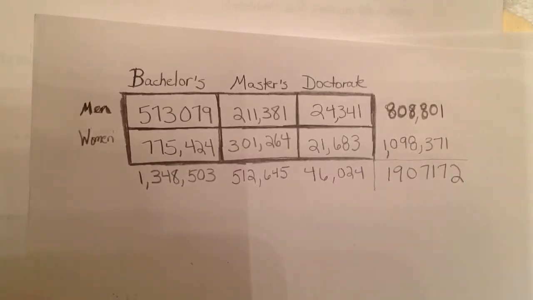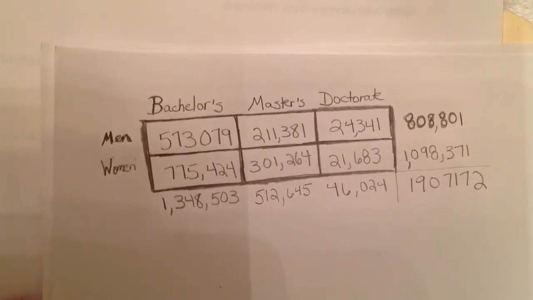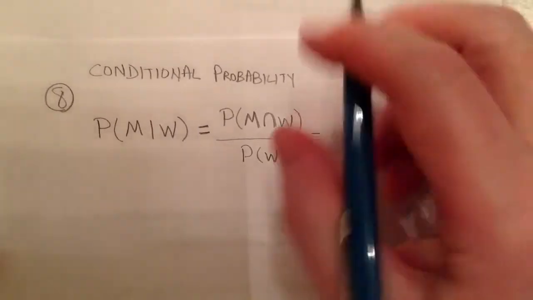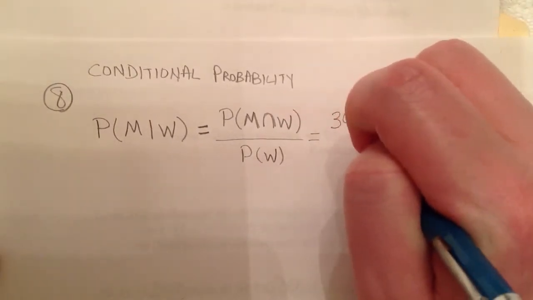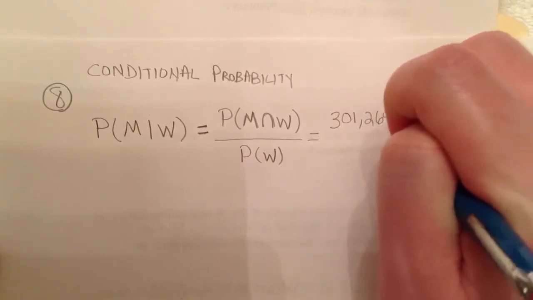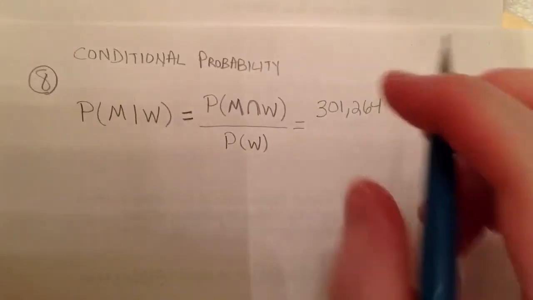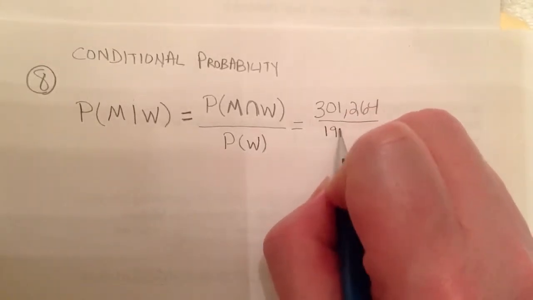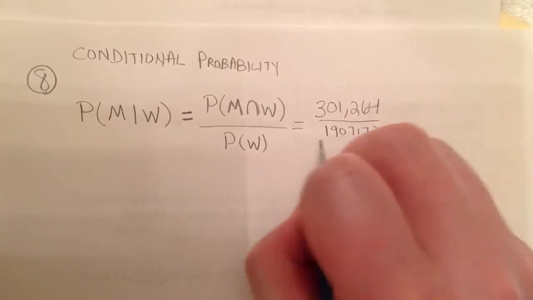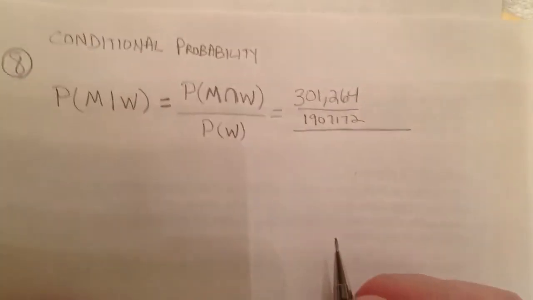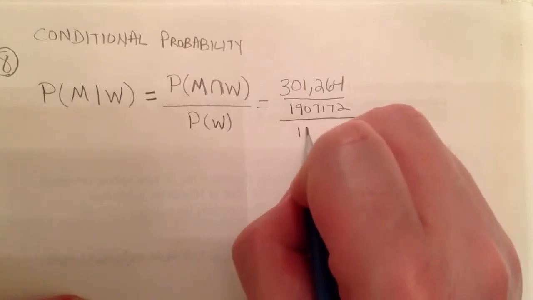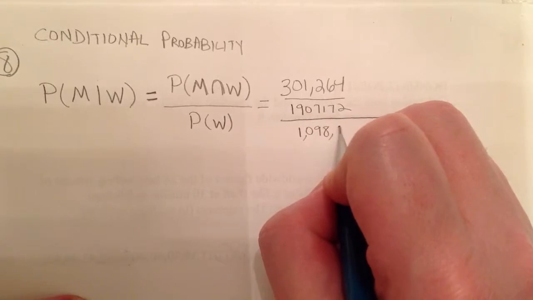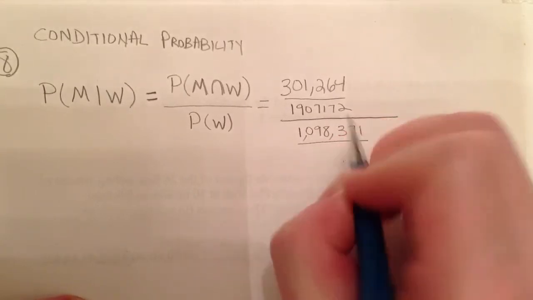1,098,371. So for the numbers in this instance, for master's women, we have 301,264, and again, out of 1,907,172, and this will be relative to the probability for the degree recipient chosen being a woman. So you have this many women out of all the degree recipients.